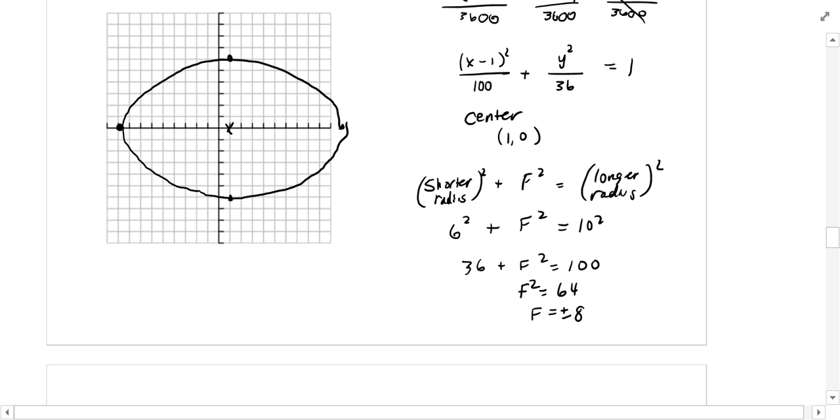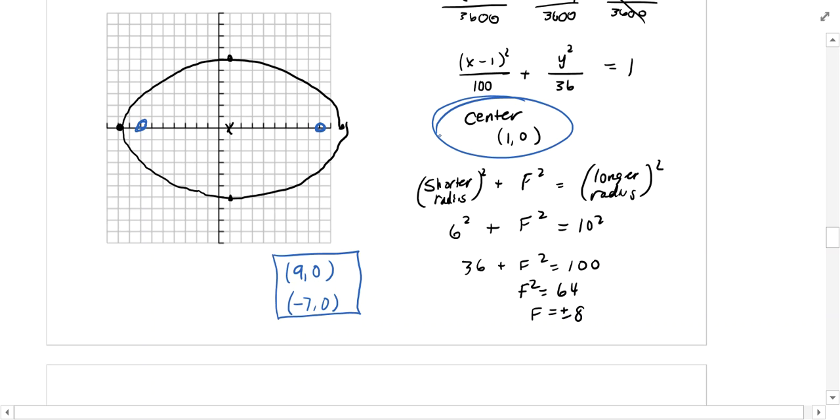However, that's just how far away they are, not my answer. So my answer is going to be the coordinate points. So we want 1, 2, 3, 4, 5, 6, 7, 8, a point right here. And 1, 2, 3, 4, 5, 6, 7, 8, a point right here. So we're looking at the coordinates of 9, 0, and negative 7, 0. Because again, I had that different center, so that's why it's not just plus or minus.